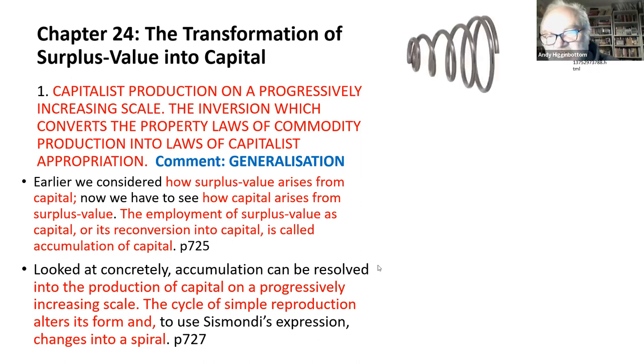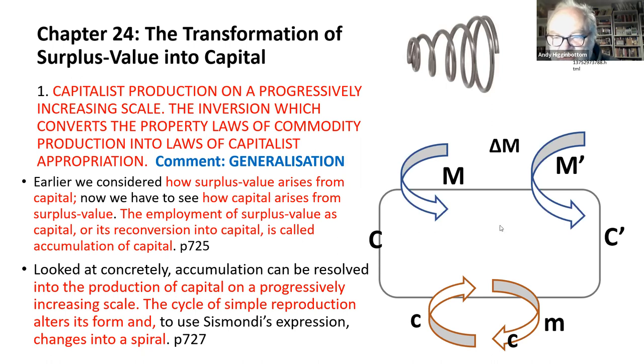So now we have the idea of an expanding production. This time, the money which comes out of the first cycle is increased as it's a capital, so it's an expanding amount of money with the M delta M now incorporated in the M dash, which gets reinvested into the next cycle of production, hence the expanding scale. So this is, if you like, the first step of expansion away from just a very simple reproduction on the same basis. So the scale is going to be increasing, but there's also this concept of inversion.